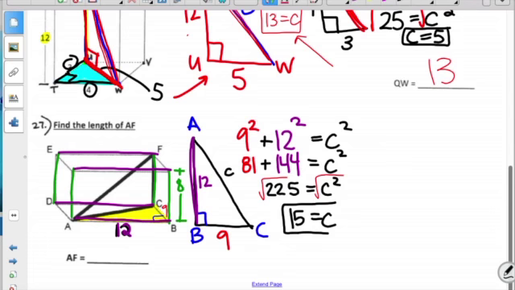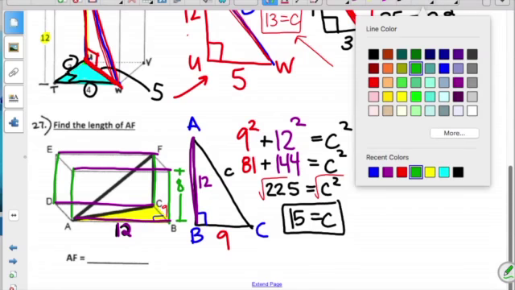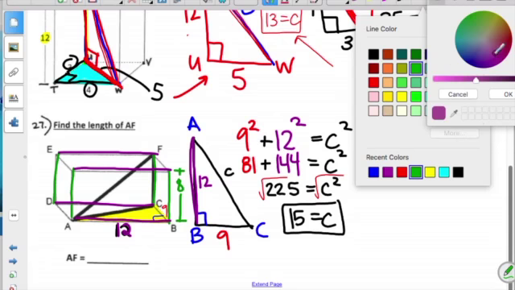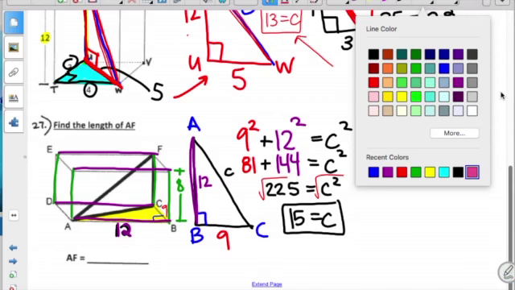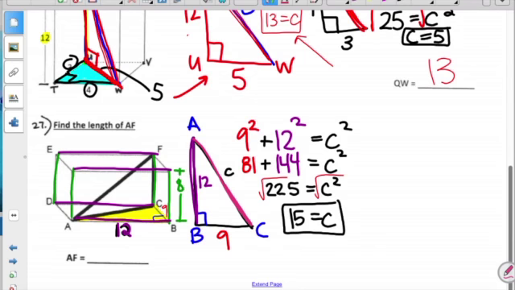Okay, so we found AC, which is 15. Let's get a more pink. There we go. All right, so that is AC, which is 15. So this guy right here is 15.